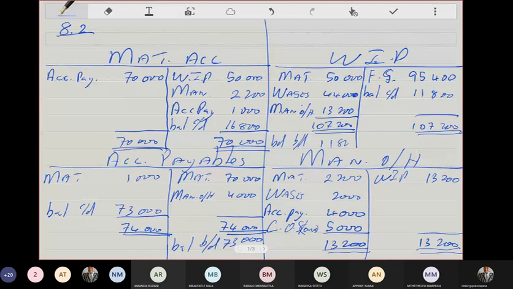As for manufacturing overheads, we've already dealt with it. Remember, we said that in the manufacturing overheads, you cannot have a balance carried down. That balance that you have in that account will determine whether you've got an over or under allocated amount.